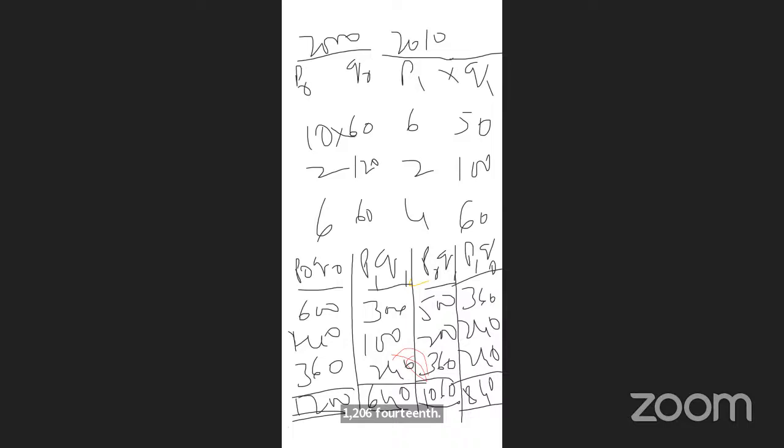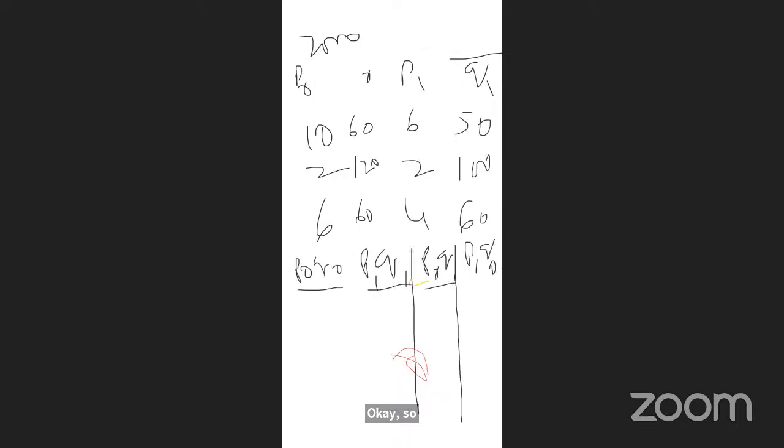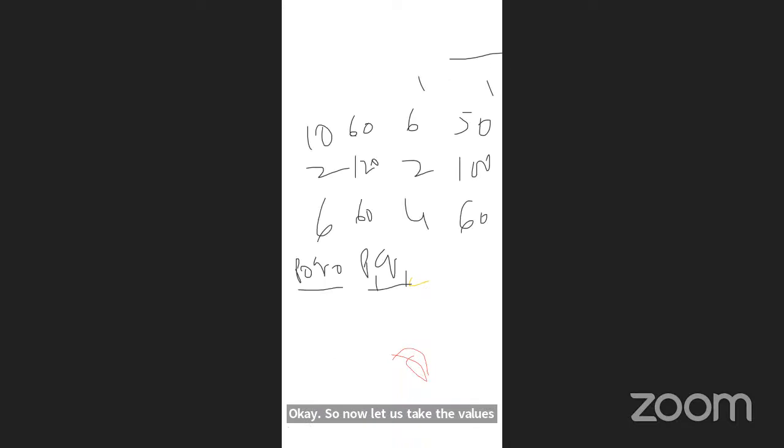Sigma P1 Q1 is 200. So 56740 is here. Okay, so now let us take the values. This working is a must. You need to work out this.